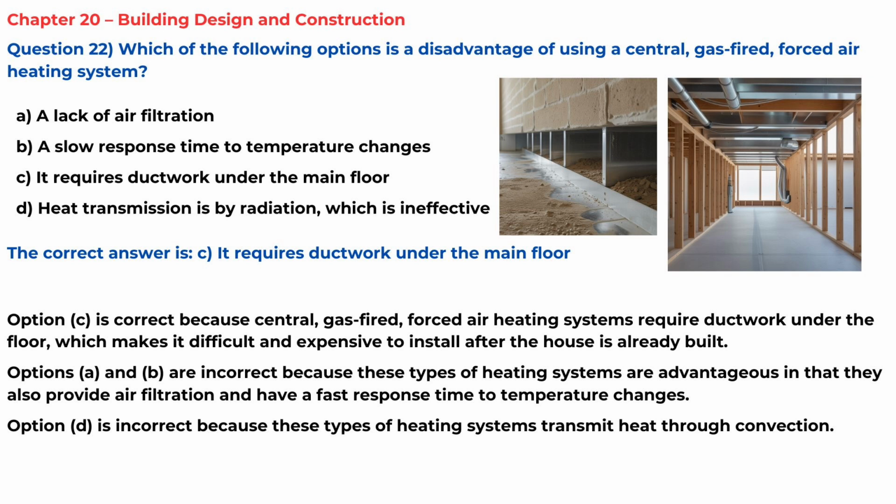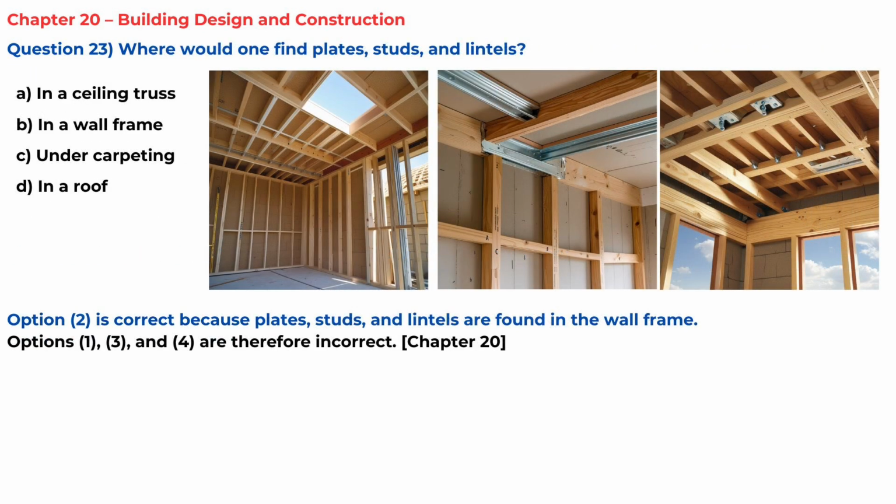Options A and B are incorrect because these types of heating systems are advantageous in that they also provide air filtration and have a fast response time to temperature changes. Option D is incorrect because these types of heating systems transmit heat through convection. Question 23. Where would one find plates, studs, and lintels? Option 2 is correct because plates, studs, and lintels are found in the wall frame. Options 1, 3, and 4 are therefore incorrect.